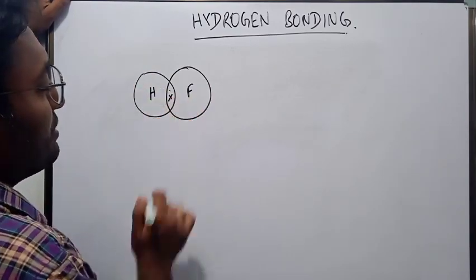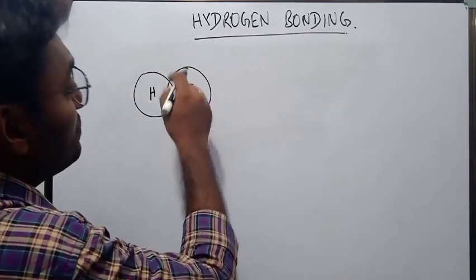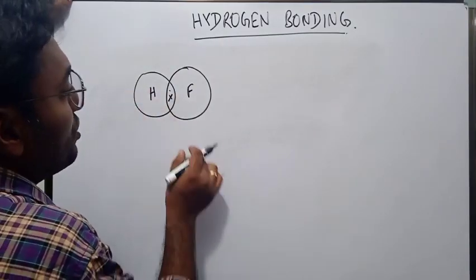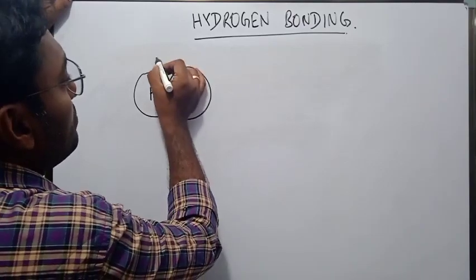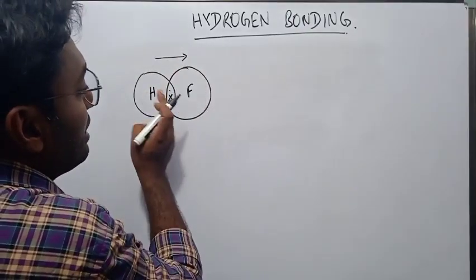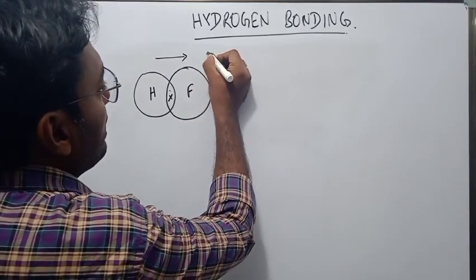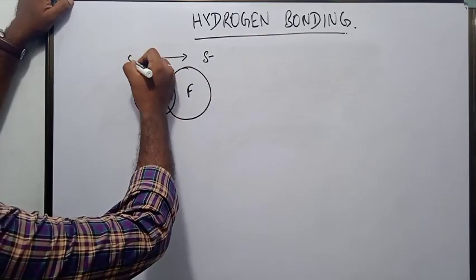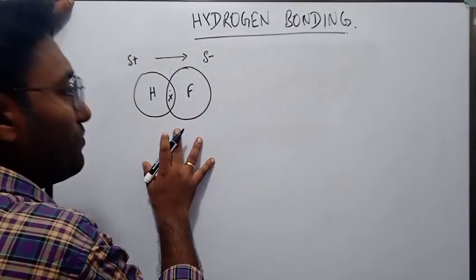But there is a problem here. Fluorine is of different nature from hydrogen. Fluorine is electronegative, that is, it tends to withdraw electron towards itself. Hydrogen is not so. With the result, what happens? The shared pair of electron actually moves towards fluorine. The electron cloud moves towards the fluorine. And because of this, a negative charge develops on the fluorine end and a positive charge develops on the hydrogen end. This is scenario number 1.